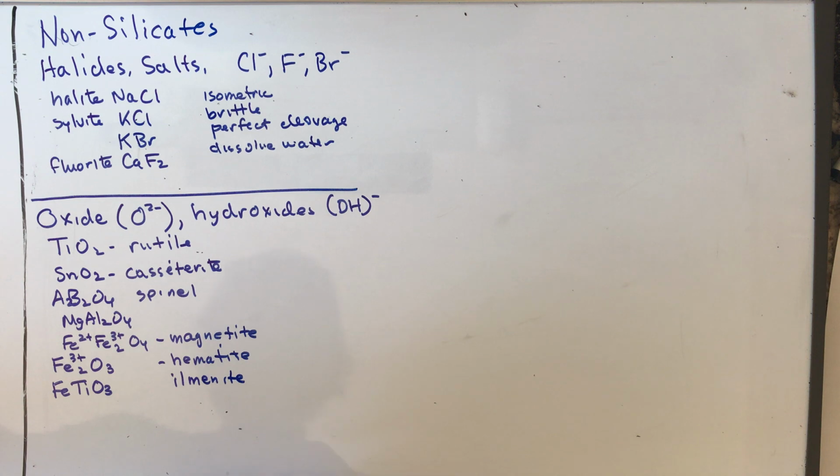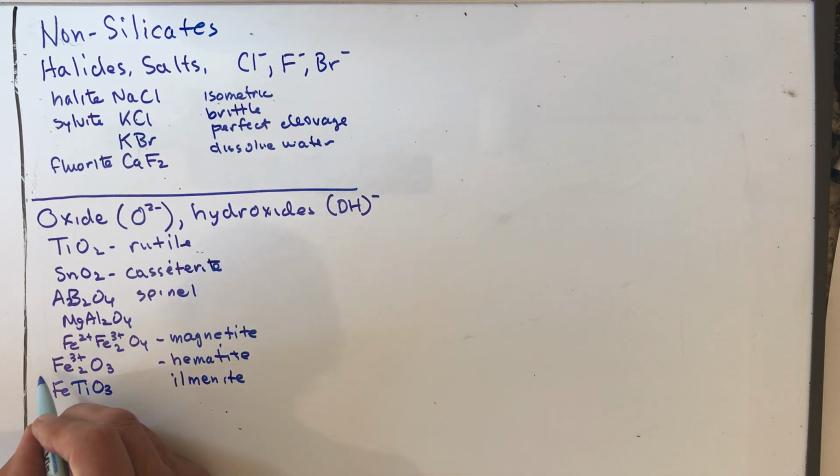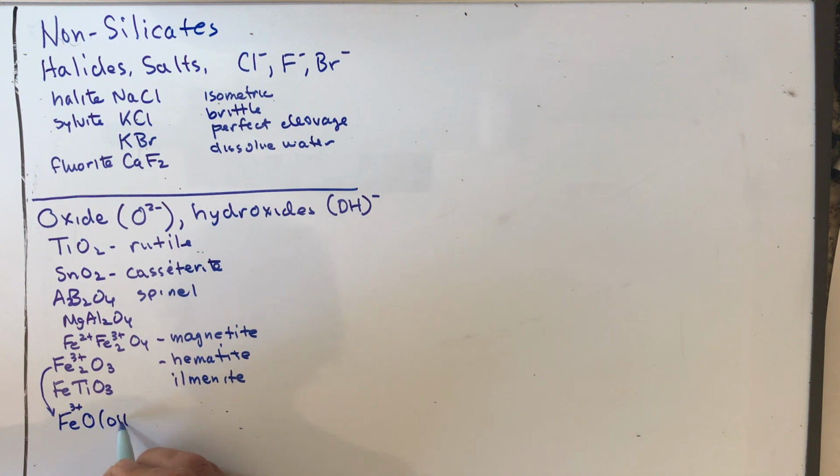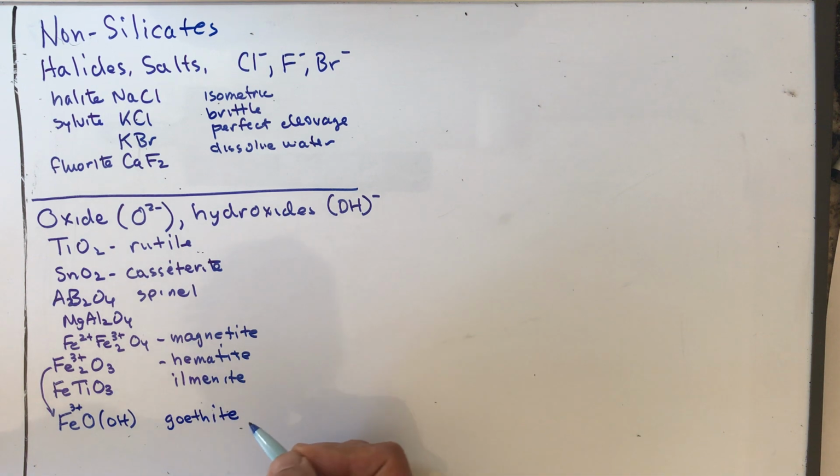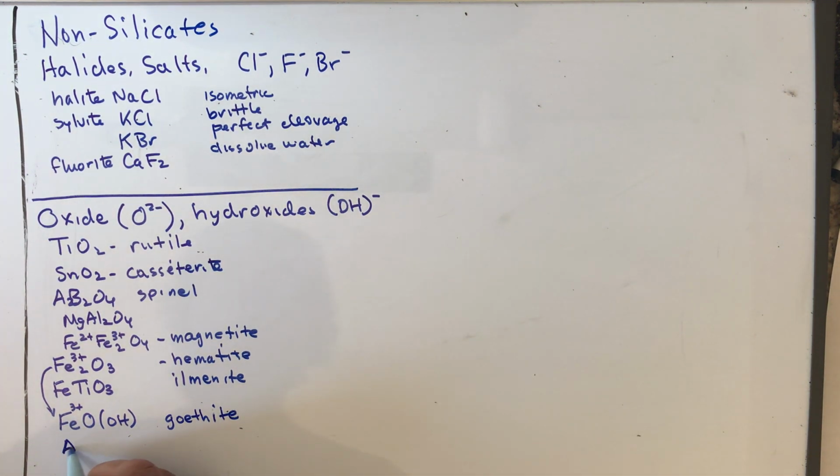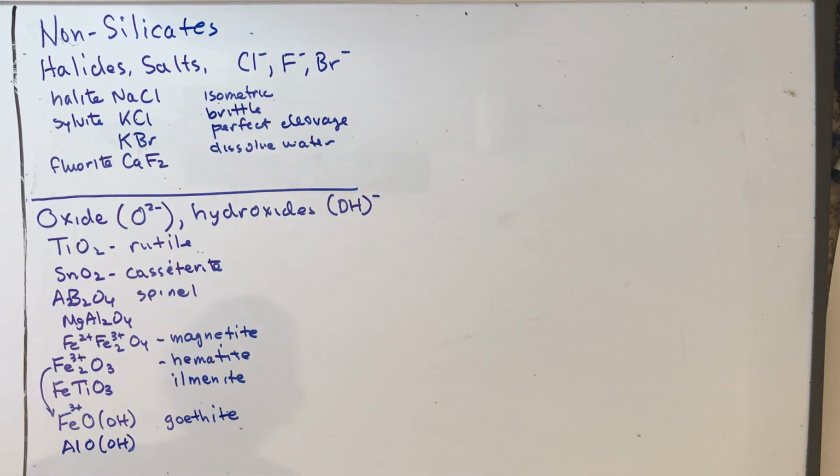In addition, near the surface where there's plenty of water, we get hydroxide minerals. The analogy for hematite in the hydroxide minerals is FeO, this is a 3+ iron, OH. It includes an oxygen anion and an OH. This is goethite and several other polymorphs. And there are numerous ones, including aluminum hydroxides, like AlO(OH), for example.